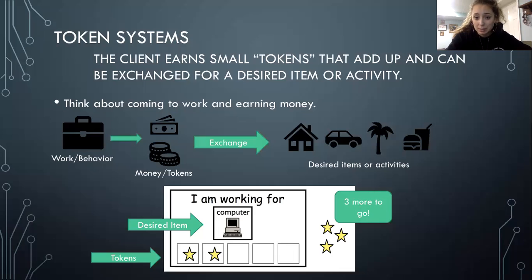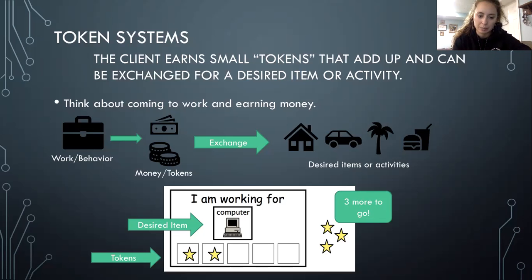Our tokens happen to be monies, and it's awesome, and we love monies, but token systems are when the client earns small tokens that add up and can be exchanged for a desired or bigger item or activity. So for us, I go to work, I get my tokens or my money, and I'm gonna exchange it for things like my rent, my car payments, gas, vacations, food, a ton of food. So I'm exchanging these tokens for my preferred items.